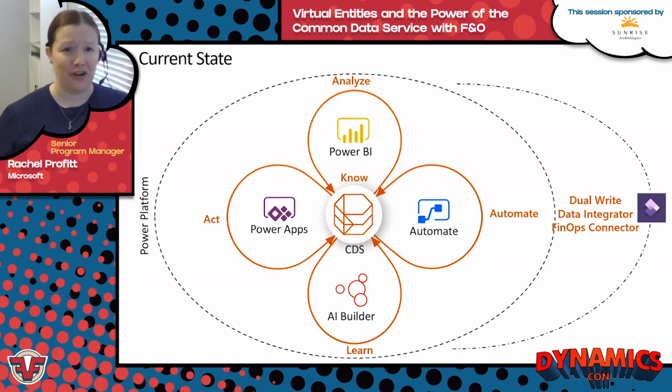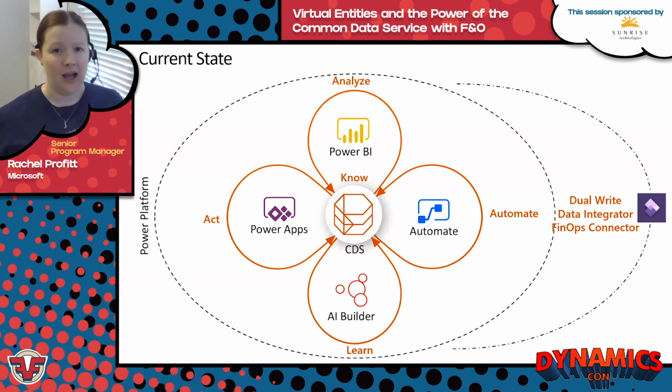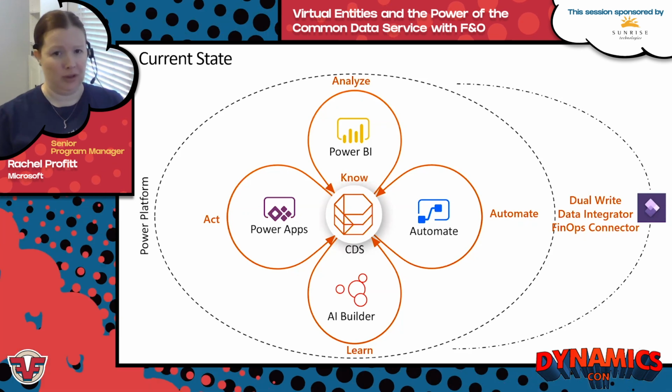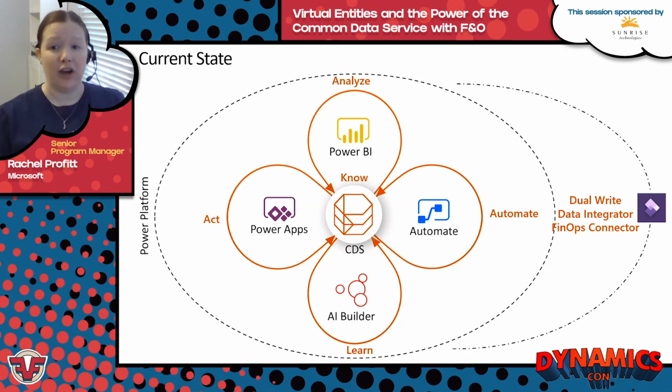Taking a look at the current state of the Power Platform, many of you have probably seen this graphic before. We've got that Dynamics FinOps connector that sits outside of the Power Platform today. So if we want to use the functionality and features in the Power Platform, such as Power Apps, Power Automate, the AI Builder, Power Virtual Agents, Power BI, and so on, we either have to use dual write, the data integrator, or the FinOps connector that's available inside of the common data service.